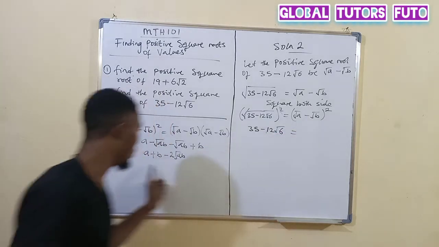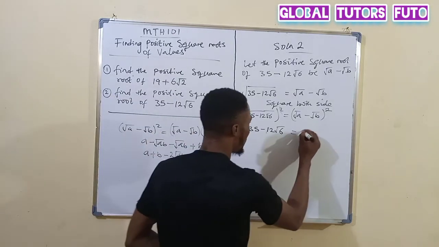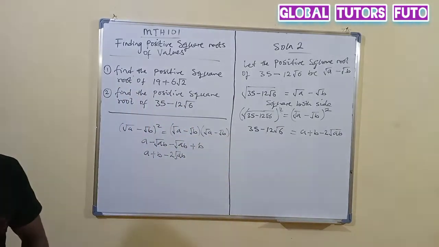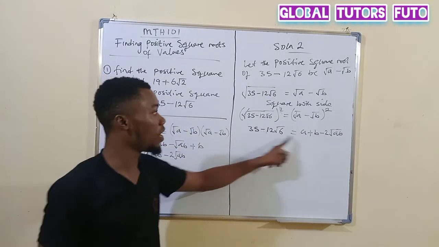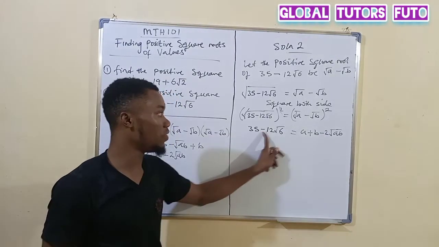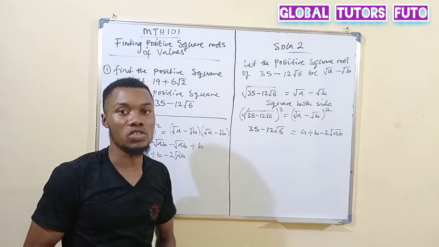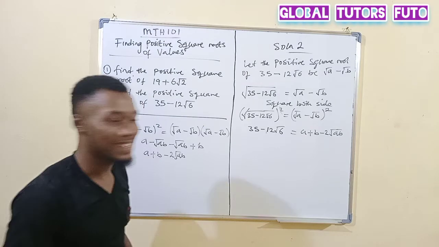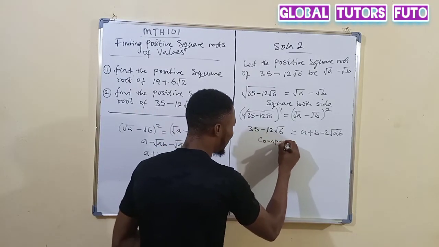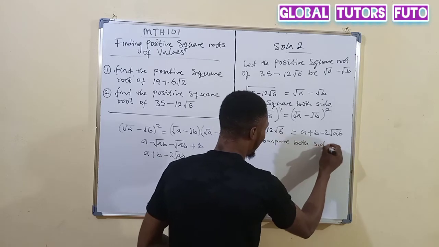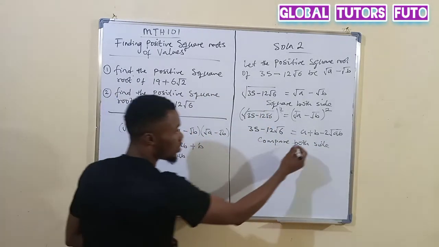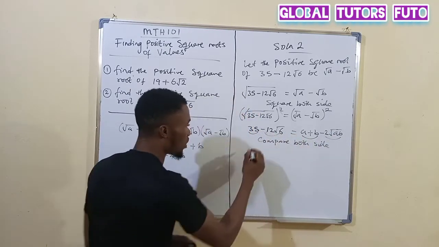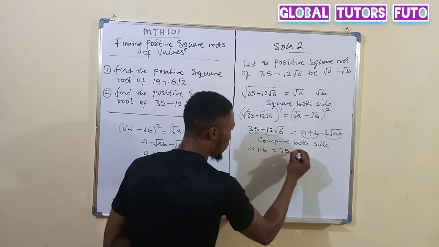So that is what this will give. A plus B minus 2 root AB. So at this point, what do you think? Remember the previous one we did. If it is positive here, positive should be here. Then if it is negative here, negative should be here. Give to Caesar what belongs to Caesar. Now at this point, what do you think? Compare both sides. So when you compare both sides, this place that has no square root will be equal to 35, and this place that has a root will be equal to this. So it implies that A plus B is equal to 35. We call this equation 1.